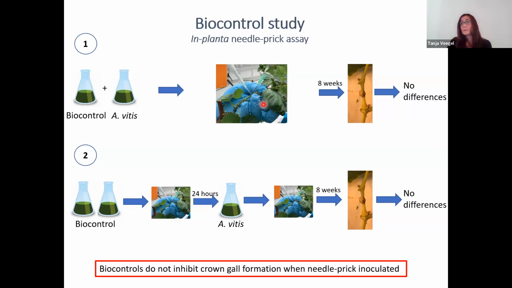Eight weeks after, we found galls that had developed, but they developed on all of the plants. So there were no differences with the biocontrol. The biocontrol wasn't able to reduce gall formation.